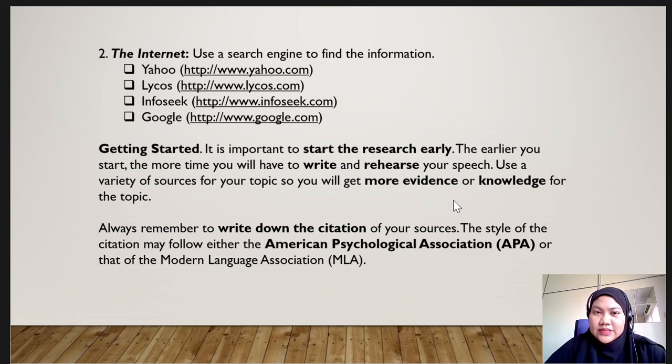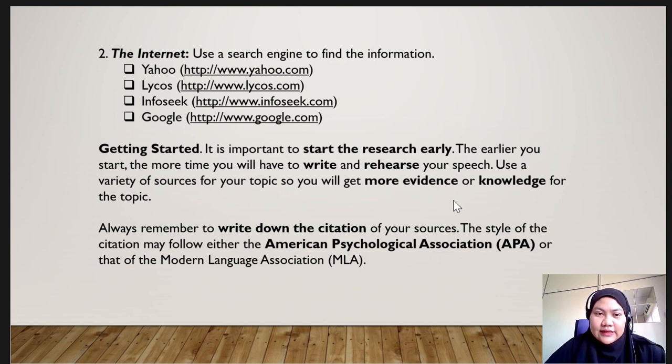You could also use the internet in order to find information, and we have a lot of search engines. When we talk about search engines, these are examples of them. The first one is Yahoo or Google or Lycos or Infoseek. These are the types of search engines that you could use.